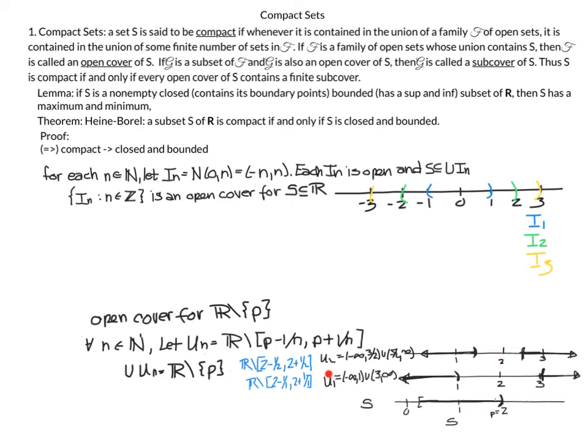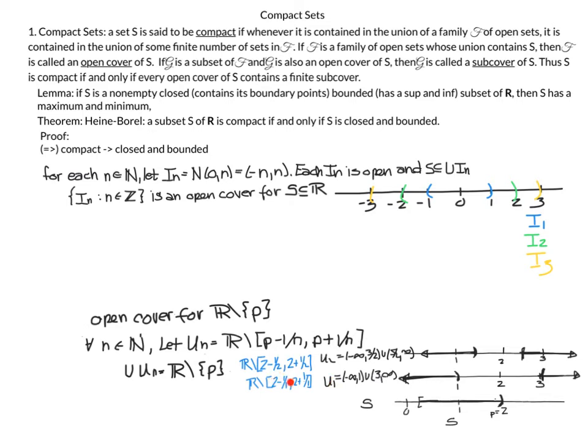So if I calculate U1, so I'm going to have n equals 1. Again, p is equal to 2. So U1 is going to be R minus this closed interval here. And the closed interval is going to be 2 minus 1 over n, where n is equal to 1.